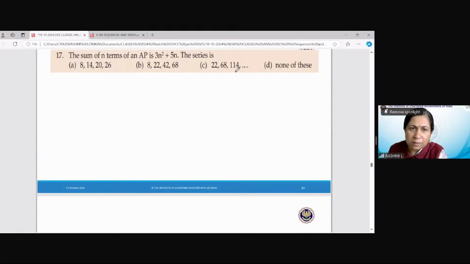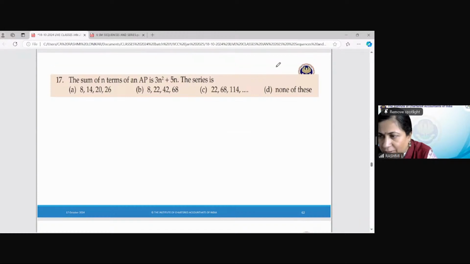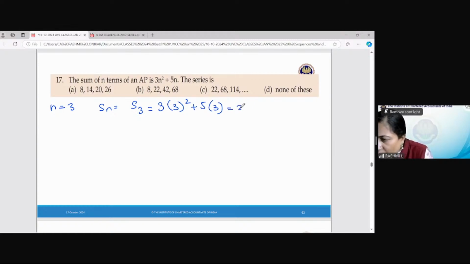Okay, yes, Kanika, I hope you're still there. The sum of n terms is 3n square plus 5n. The series is what? Let me take n as equal to 3, a smaller number. So Sn will be S3, which is 3 into 3 square plus 5 into 3. 9 3s are 27, plus 15. So the answer is 42.